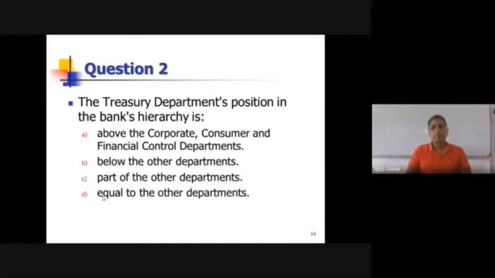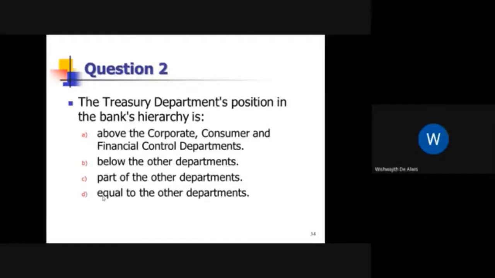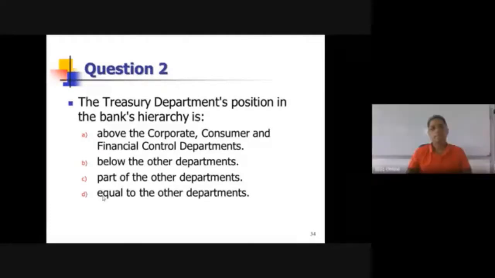Treasury Department's position in the bank hierarchy is: above the corporate, consumer, and financial control; below the other departments; part of the other departments; equal to the other departments. Anybody else?